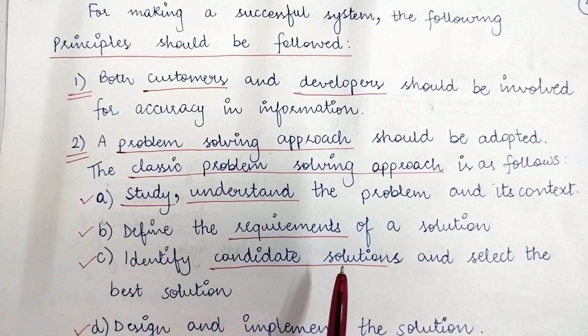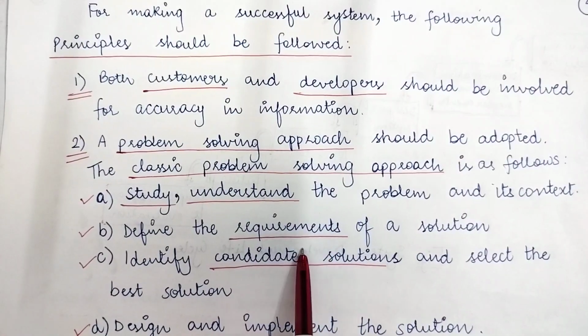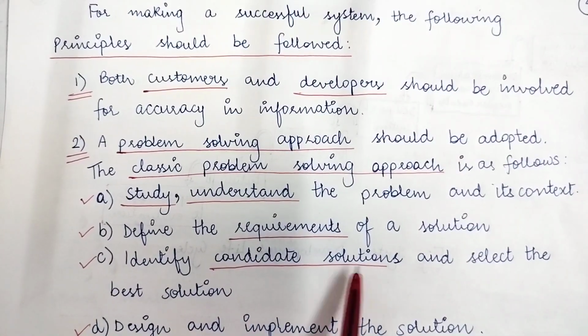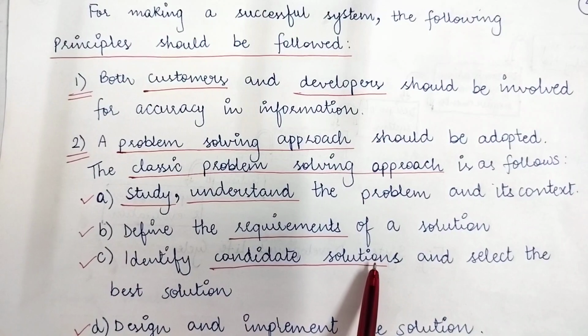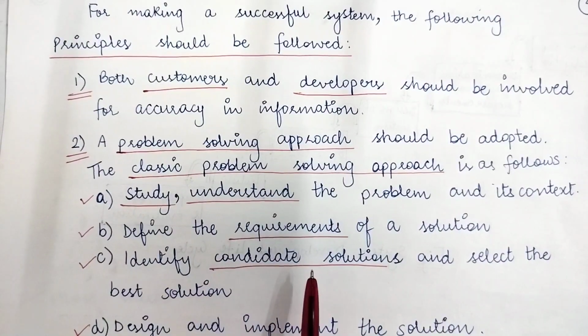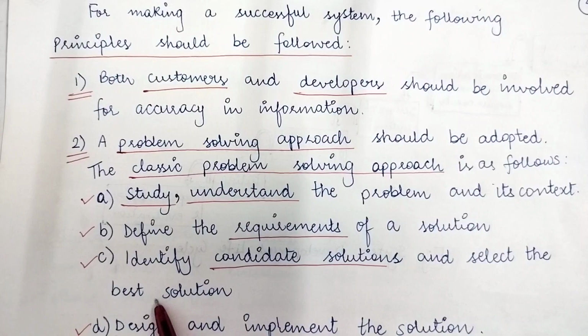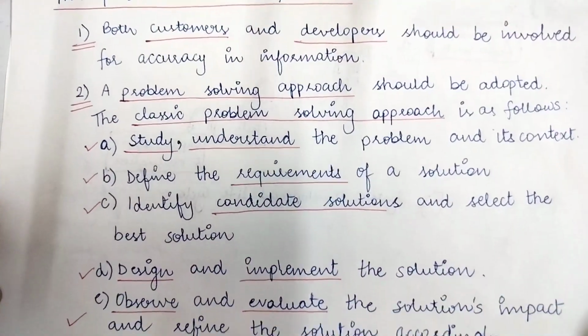You have to decide out of all those solutions available to you. Say you have come up with 4 or 5 solutions to develop a system. Those 4 or 5 solutions are the candidate solutions, and out of them, you will select one solution which will be the best among all. So you identify candidate solutions, and then out of all of those solutions, you select the best solution.